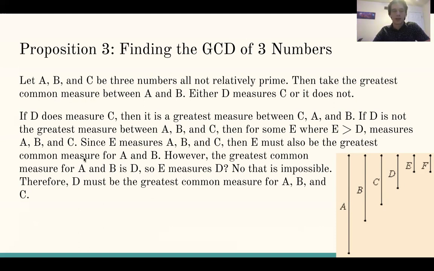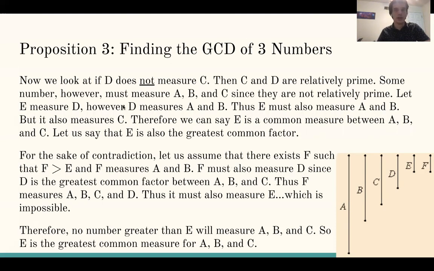But then we also have to look at if D doesn't measure C, because it's just the second case of the proof. If it doesn't measure C, it's easy to say that C and D are relatively prime, right? Because they're not proportional. There's no measure between the two. The only common measure between the two is going to be a unit. So some number is going to measure A, B, and C though, because those aren't relatively prime, right?